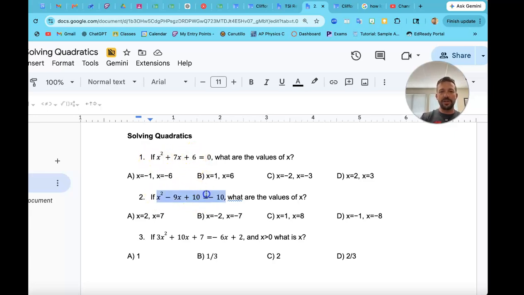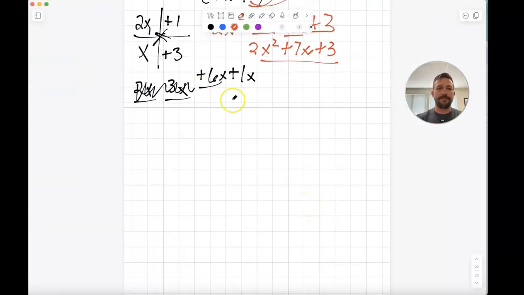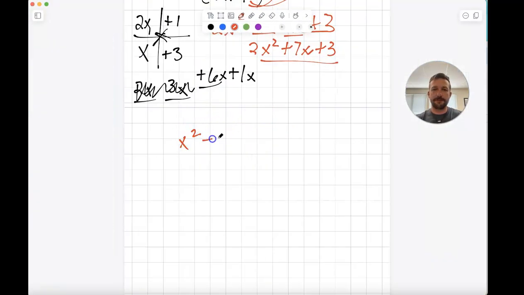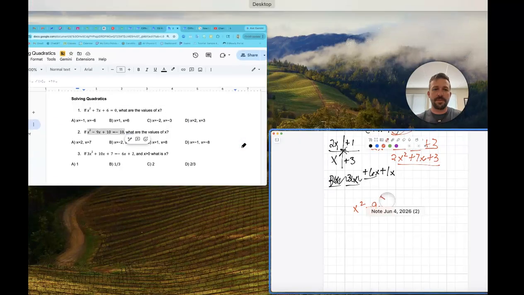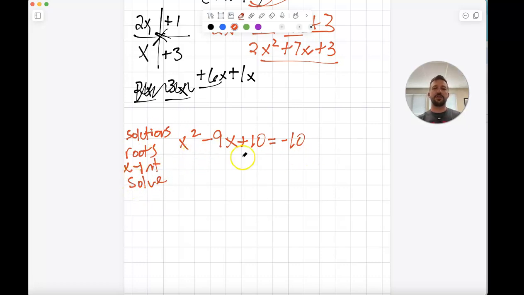So if you ever have any one of these, let's do this one right here. X squared minus 9x plus 10 equals negative 10. And it says, solve for the solutions or the roots or the x-intercepts or just solve. Those are all the ways that they can ask you to solve for this, okay?